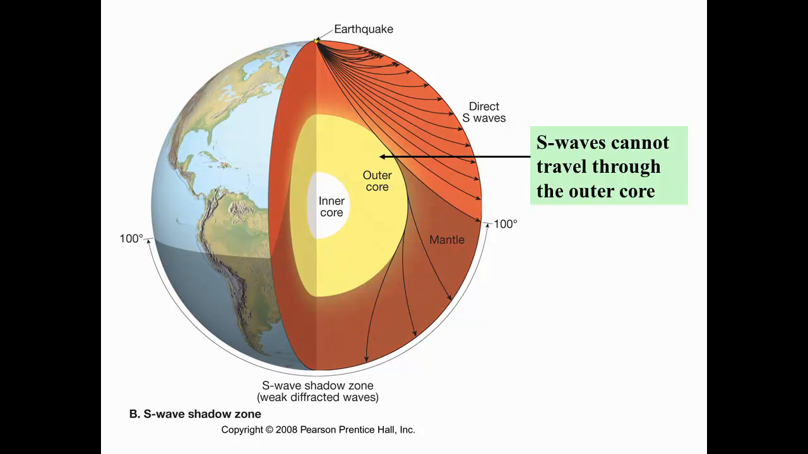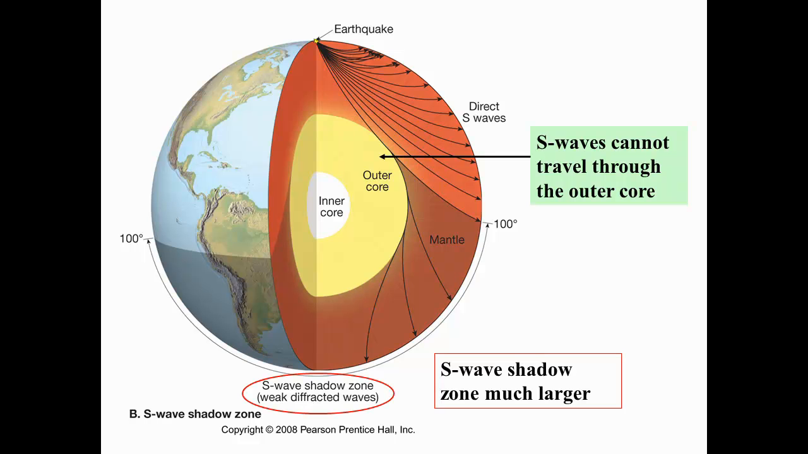Now, S waves, as we saw before, cannot travel through liquids. And therefore, because the outer core is liquid, S waves will not pass through it. As a result, the S wave shadow zone is much larger than that of the P waves, stretching from quadrants 100 degrees on the right all the way around to 100 degrees on the left. And what this means is that seismograph stations located on the surface anywhere within the S-wave shadow zone will not record S-waves.